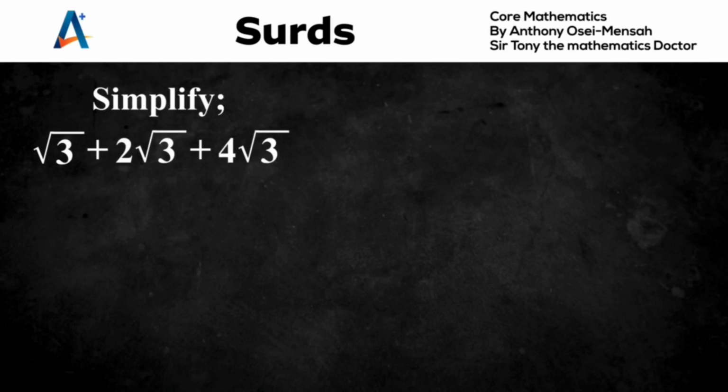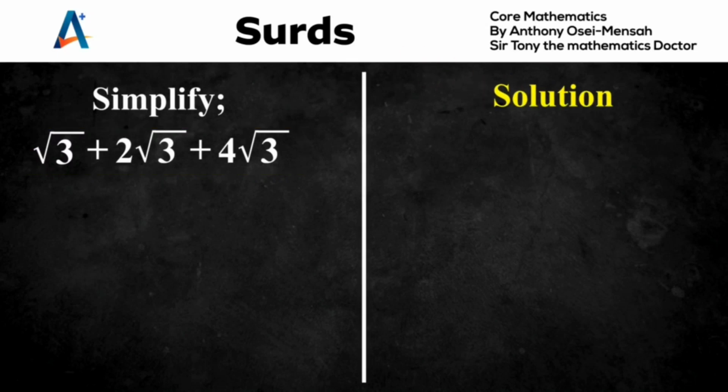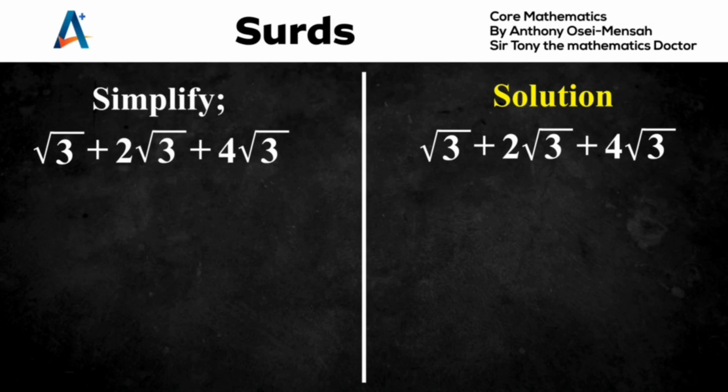Let us get into the solution of this particular question. The question reads, simplify root 3 plus 2 root 3 plus 4 root 3. Let's get into the solution. Solution. We have the square root of 3 plus 2 root 3 plus 4 root 3.